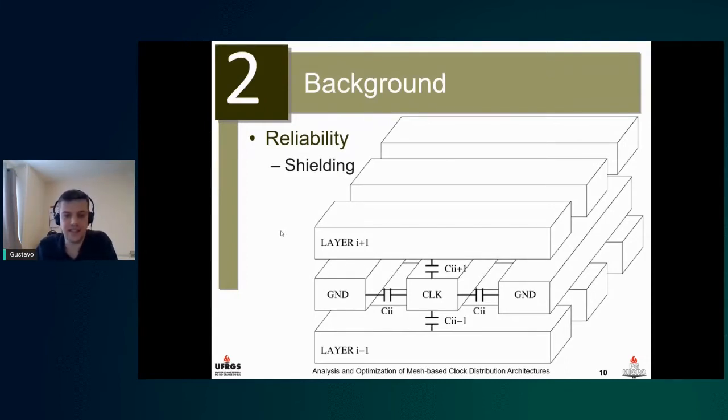Again, this is a technique that can only be applied at the highest levels of the clock network, and that's actually where it makes more sense, because those levels tend to span larger distances, and they don't need as many resources as the lower levels.